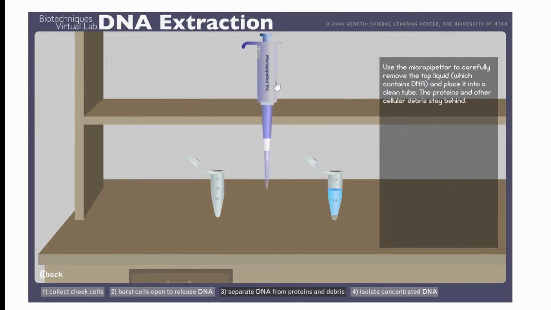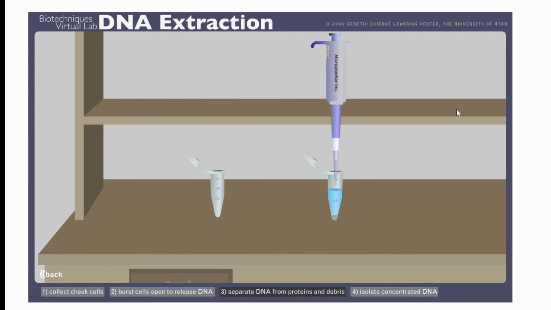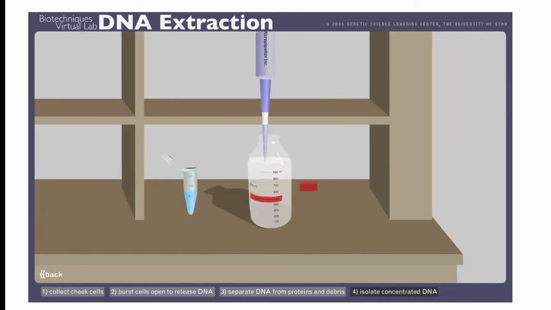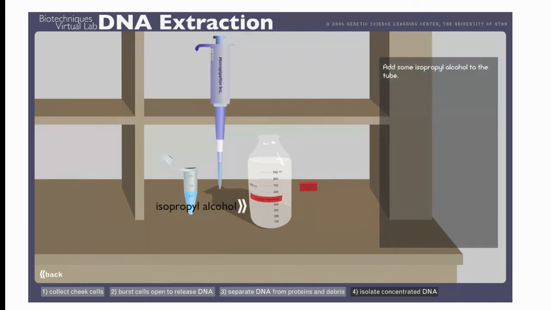The next step involves transferring the liquid. Remember, the liquid contains the DNA. We move that liquid into a new tube, leaving behind the cell debris and the proteins. Next, we add isopropyl alcohol. This is rubbing alcohol.